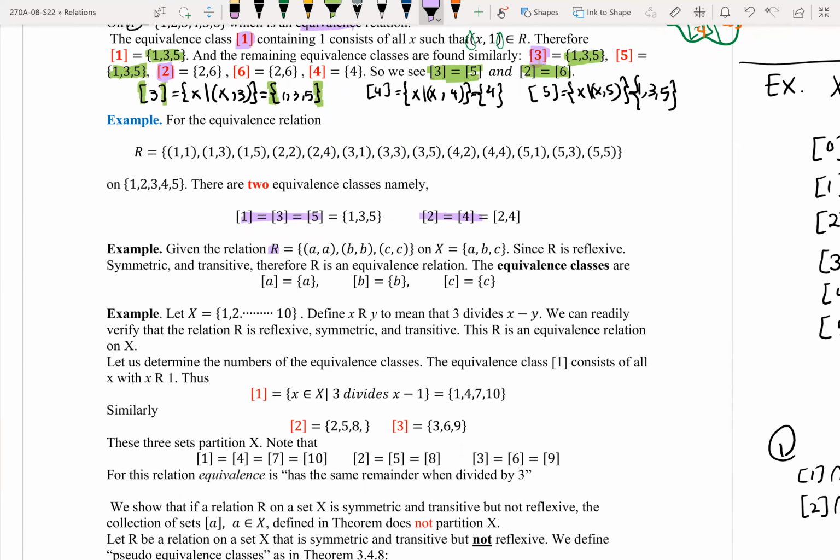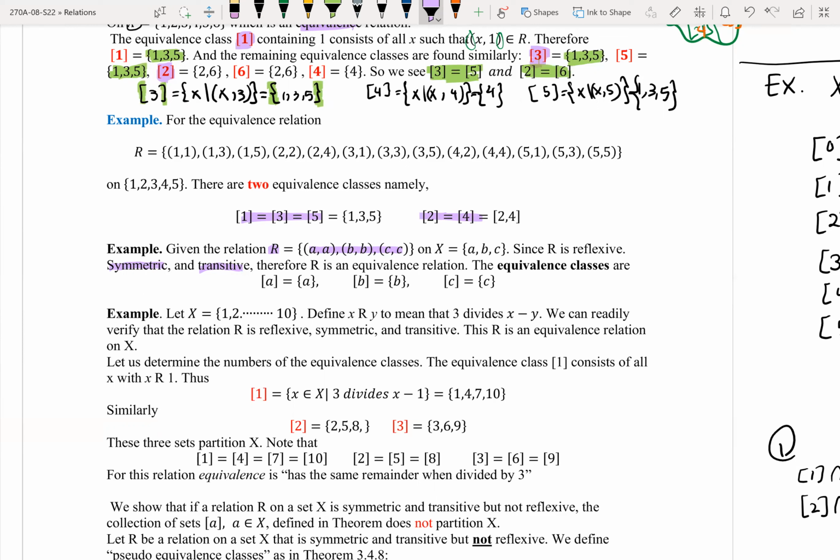It says your relation is given by only these 3 elements, which is only reflexive: A is related to A, B is related to B, C is related to C. So the claim is this is also symmetric and also transitive. Agree with that? AA symmetric AA, BB symmetric BB, CC symmetric CC. Now transitive, what does transitive say?